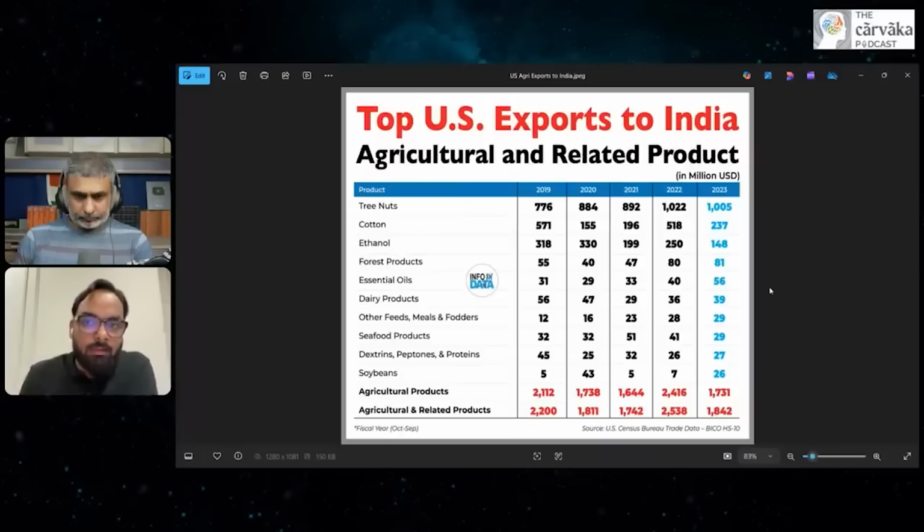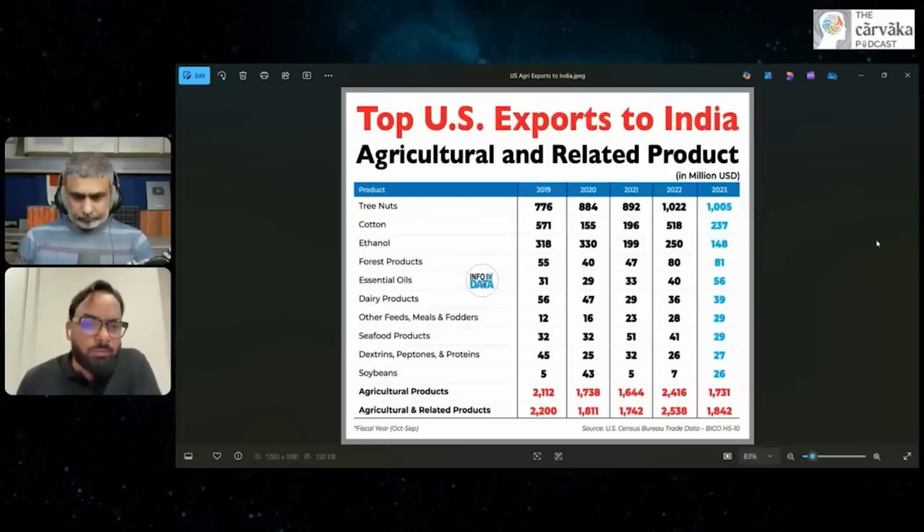But you look at the agri imports. In 2023, the total agri and agri related products were 1.8 billion. So from our entire imports from the US of around 45 billion, agri is just 1.8 billion. And of that 1.8 billion, we import 1 billion just in dry fruits. So that's where the majority of your imports are. Cotton is merely 237 million.